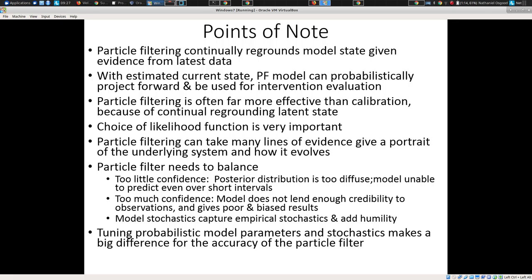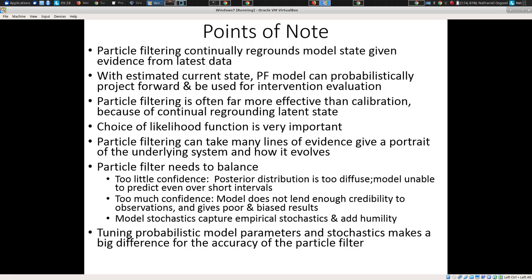The choice of likelihood function is pretty important, and I've given you some examples. The negative binomial we found very, very helpful, and the example paper I've shared with you is good for that. Particle filtering can take many different lines of evidence and give a portrait of the underlying system, so it's not a one-trick pony. You can take disparate lines of evidence like search data and clinical presentation data and dozens more into a given model by just having a likelihood function that is composed of, say, products of likelihoods involving each of those types of data. Very straightforward.